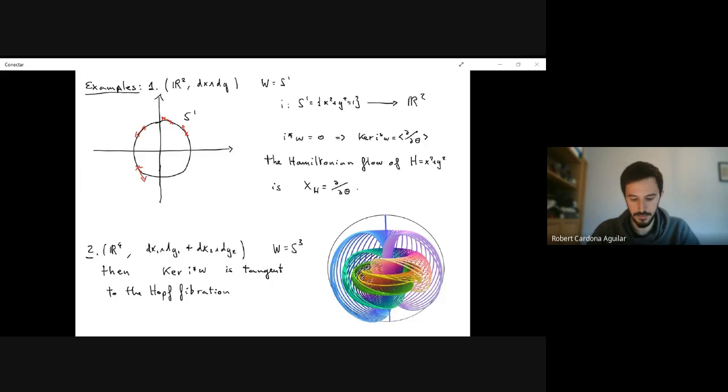So a more complicated example is in R4, again with the standard symplectic form. Then you pick the unit 3-sphere in R4. When you restrict ω standard, the kernel is tangent to the Hopf fibers. So the vector field will have all the orbits closed, for example. This is a dynamical property of this kernel. And again, this Hamiltonian flow is given by, for example, the Hamiltonian flow of the radial function, which contains the unit sphere as a level set.